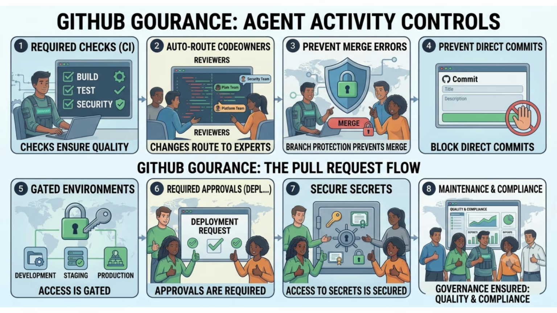Branch protection and rule sets prevent unsafe merges and direct commits to protected branches. Environment approvals are required before deployments, accessing protected secrets, and production execution. These controls help organizations maintain quality and compliance.